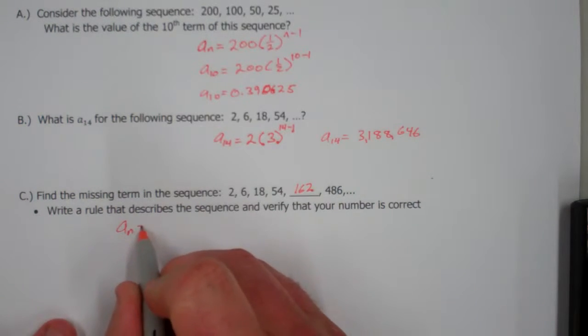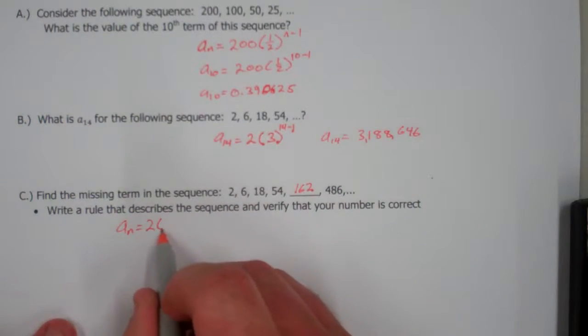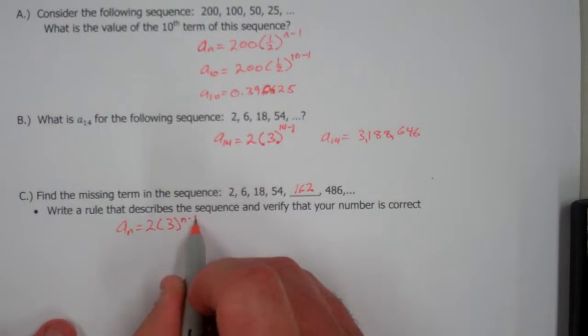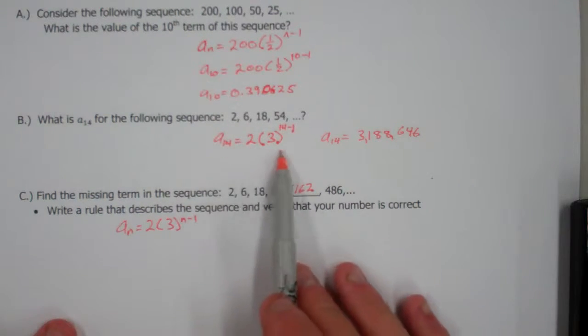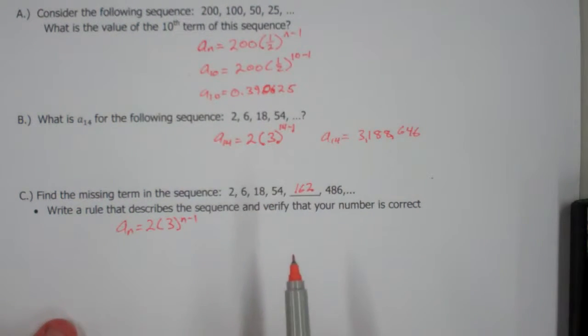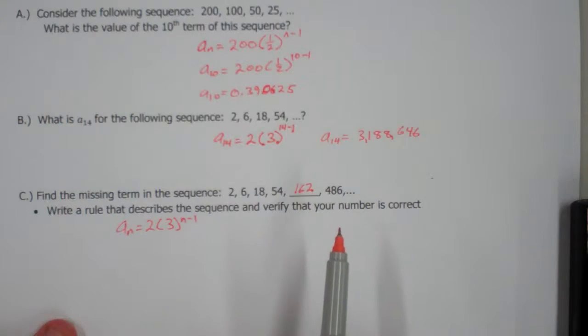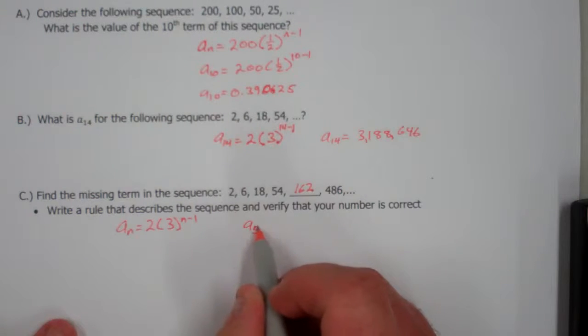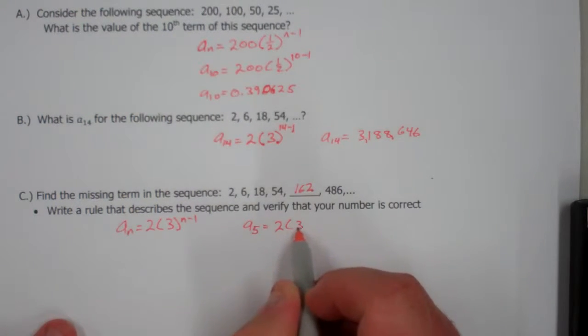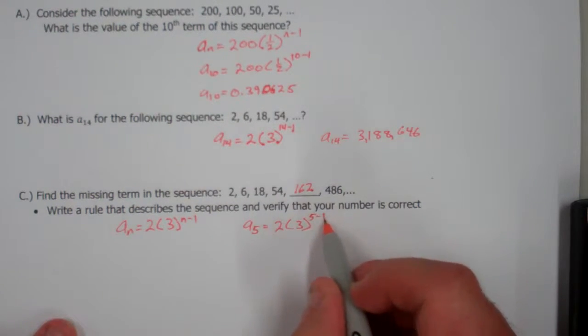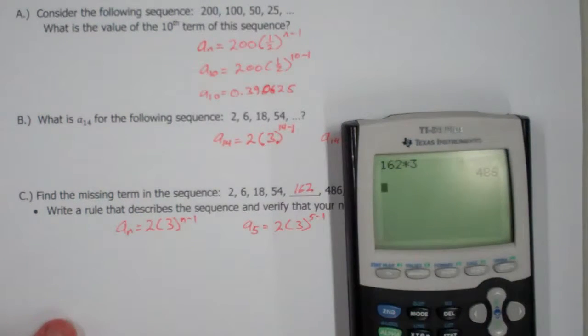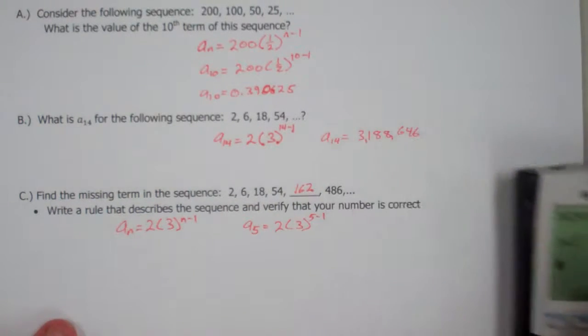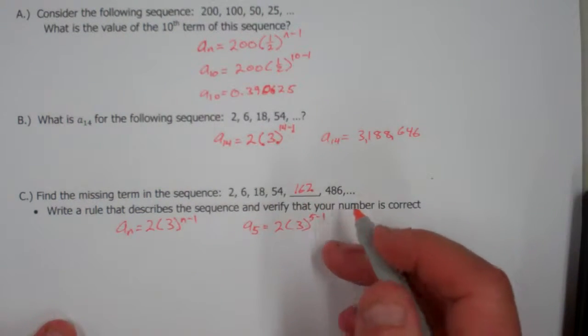We'll write a rule here, A sub n is equal to A sub 1 times R to the n minus 1 power. Same thing we used here previously. It's actually the same sequence. Well, this is the 5th term here, so what we want to do to verify is just use our formula, and we'll just type this in the calculator. So it's 2 times 3 to the 4th power. 5 minus 1 is 4. And we get 162, which is the value of the 5th term.